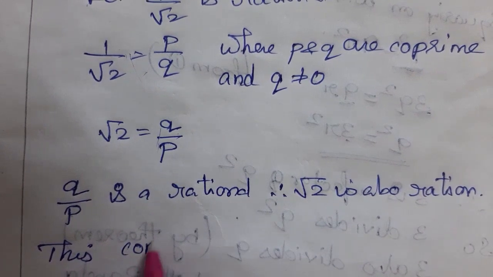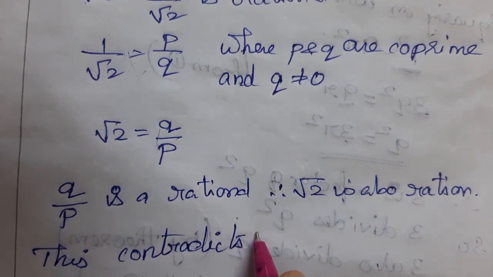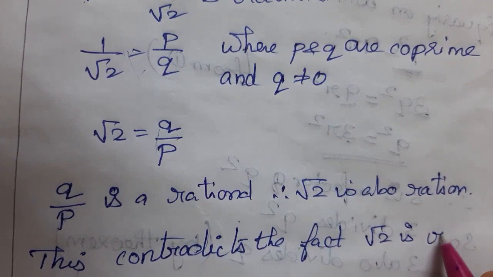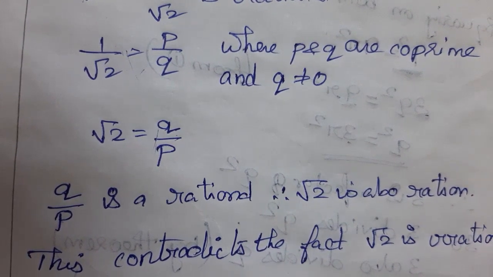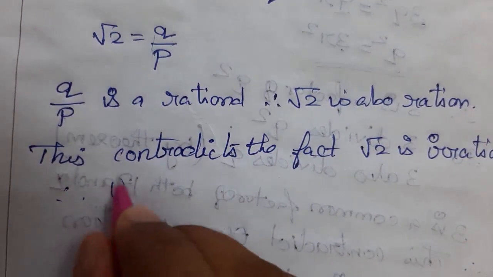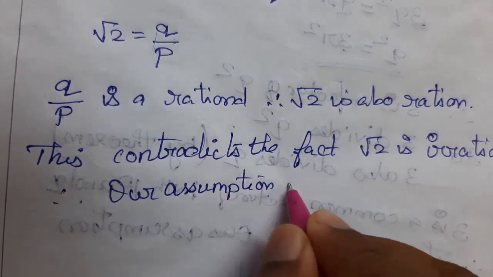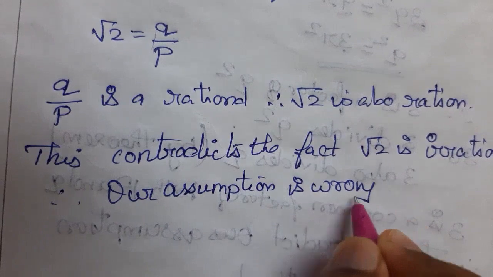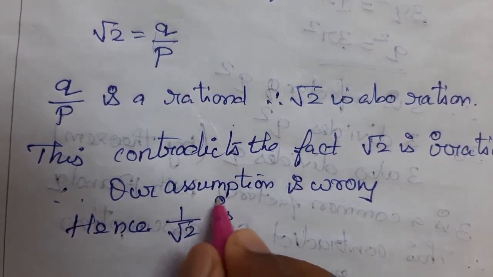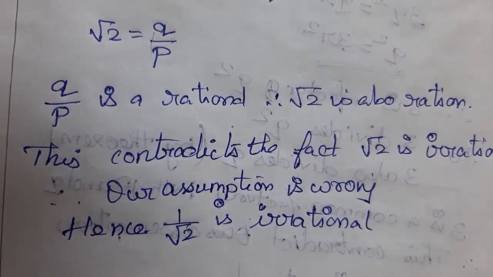This contradicts the fact that square root of 2 is irrational. So therefore our assumption is wrong, hence 1 by square root of 2 is irrational, right? Thank you.